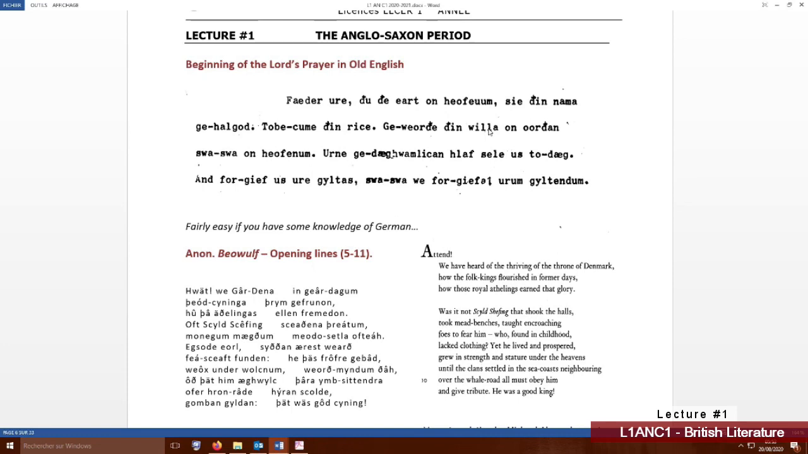This is why when you have those old English texts published nowadays, they're always published as modern English translations. Otherwise, most people wouldn't be able to follow. You might pick up a few words, but frankly, if you don't know German, that would be very difficult. For instance, you have a particle for the past participle, gehalgod. You see, this has completely disappeared from modern English. So below you've got the opening lines of Beowulf, but of course, in order to understand it, you need a modern English translation.